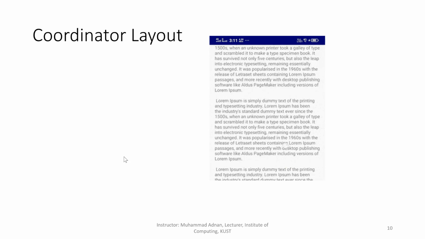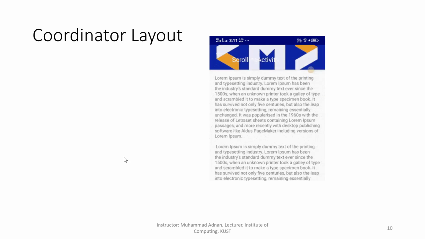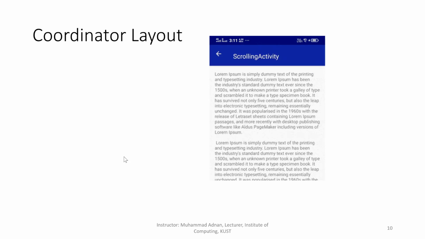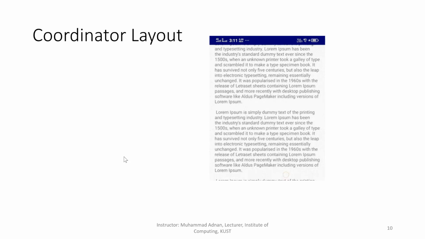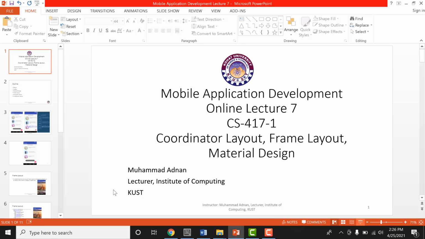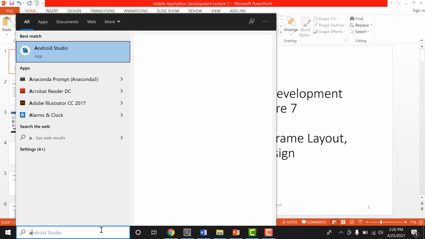So here is another example. When you have some text and you scroll down, you can see that the top image disappears and you have text that you can read inside the coordinator layout. So as I said, coordinator layout is a super powered frame layout. At Google I/O 2015, Google introduced coordinator layout to remove the difficulties of having more than one layout in frame layout. Now with the help of coordinator layout, the interaction between views becomes very easy, even in the case of animation. Okay, with that, I am going to start Android Studio.